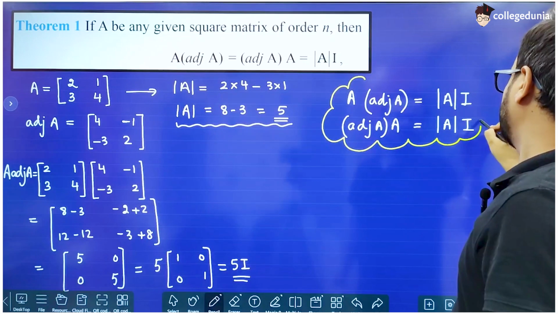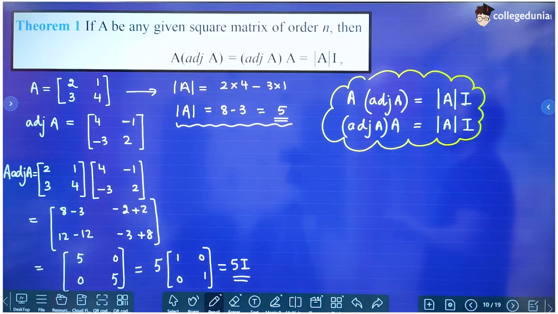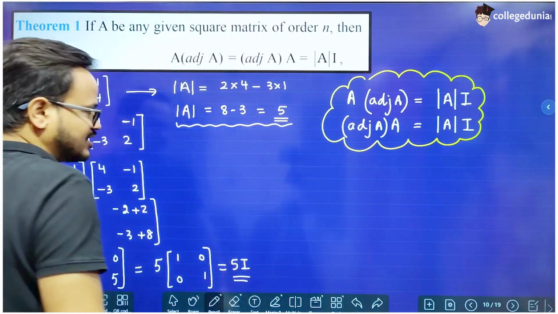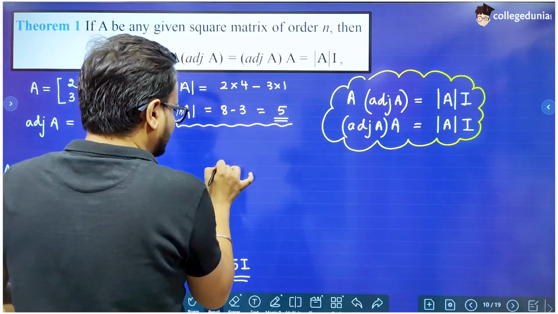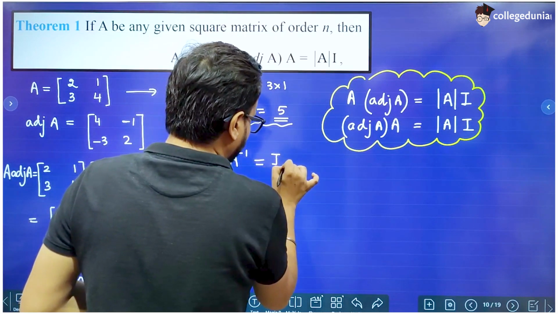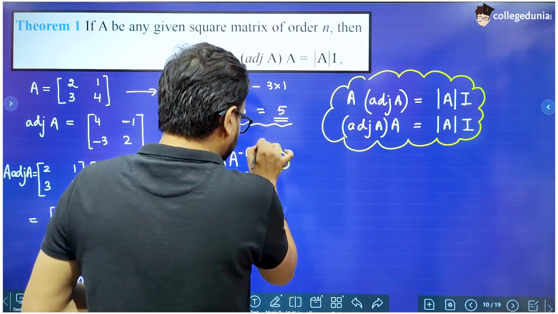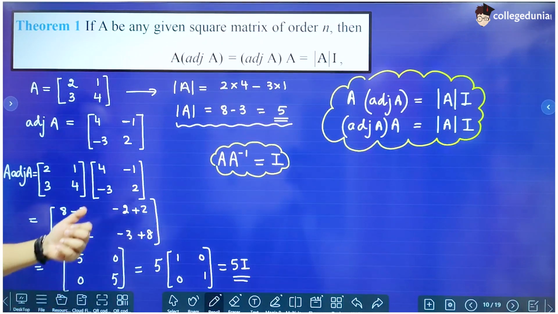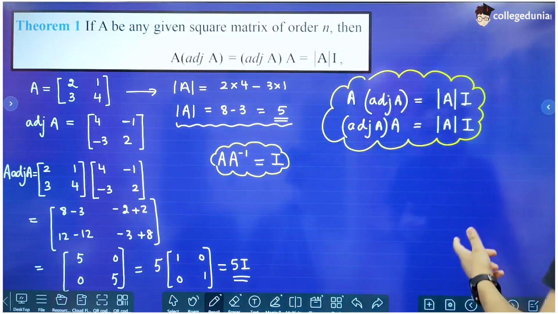So this is a very important theorem, because using this theorem we can find the inverse of a matrix. Inverse we have already studied in matrices. If you do not know what an inverse is, inverse works just like the reciprocal of a number. If you multiply a matrix with its inverse, you will get the identity matrix, just like you multiply a number with its reciprocal and you get 1.